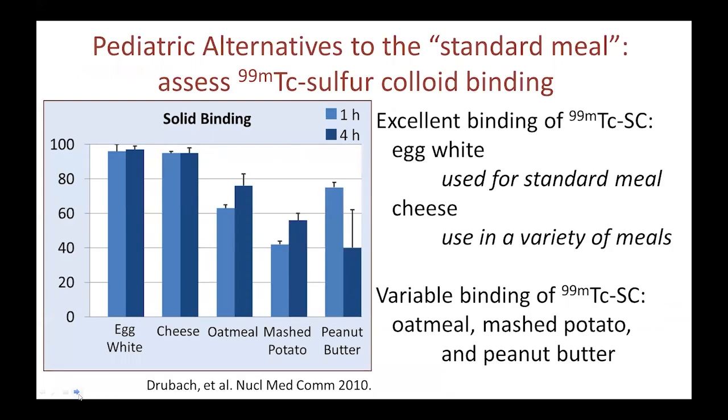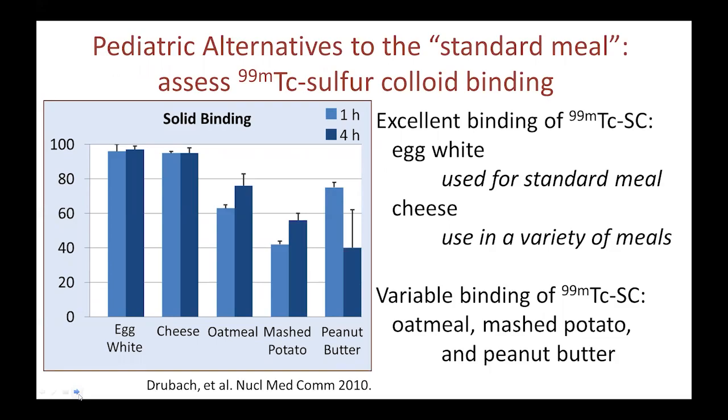About a decade ago, Drew Back and colleagues at Boston Children's Hospital looked at a number of potential alternatives to the standard meal and assessed whether sulfur colloid binding was complete in these different meals. They looked at egg white, cheese, and a number of alternatives, including oatmeal, mashed potatoes, and peanut butter. What they saw was that there was excellent binding of sulfur colloid to egg white and also to cheese, but there was variable binding of sulfur colloid tracer to oatmeal, mashed potato, and peanut butter.